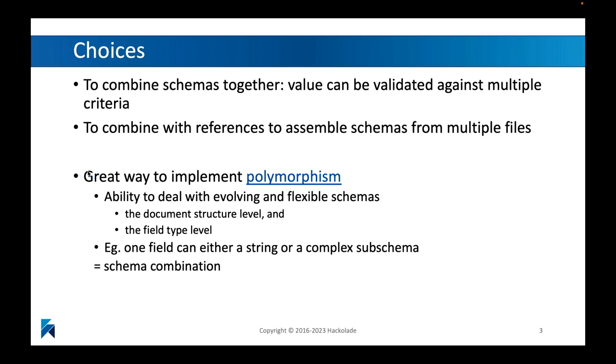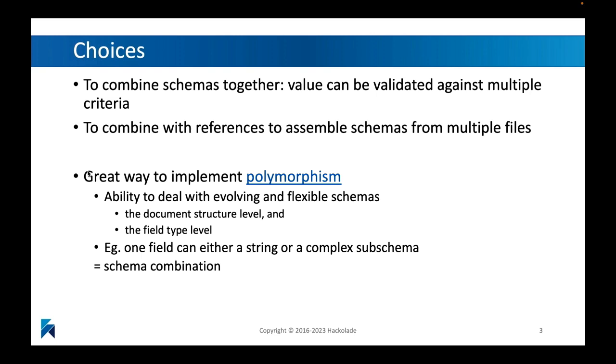So let's start. We'll start with the choices, right? That's the first type of field that you can add to your JSON schema. It's a really interesting one because it allows you to combine schemas together, right? You can basically say, I'm going to have a field here whose value will be validated against multiple criteria, right? Choice criteria. When you do that, you can also combine this with Hackolade's referencing technology, which allows you to pull in information from other models or other objects that you have stored in your library, and thereby combining schemas, assembling schemas from multiple files depending on the choice that is made.